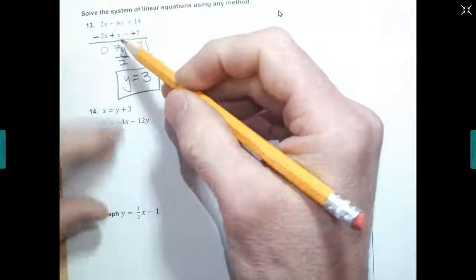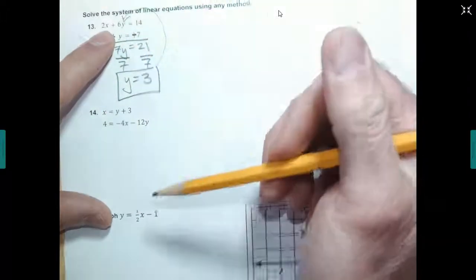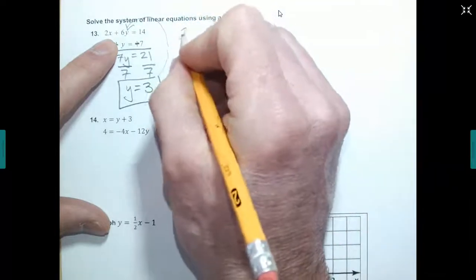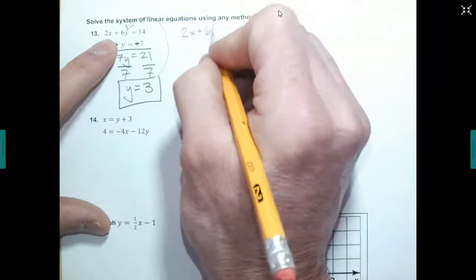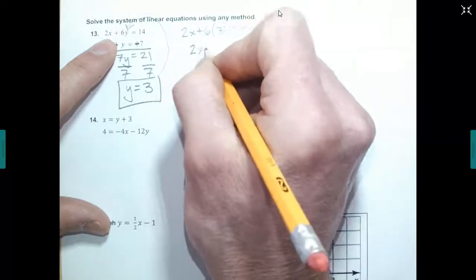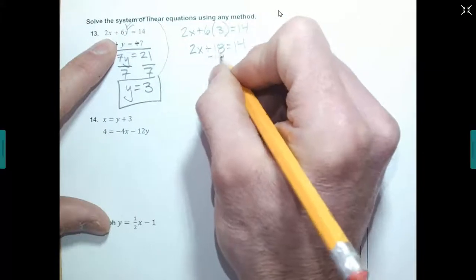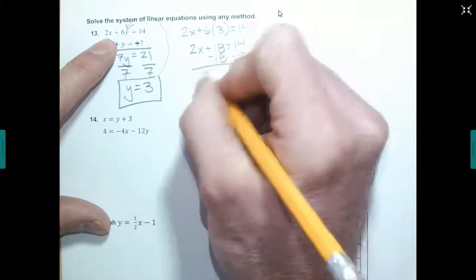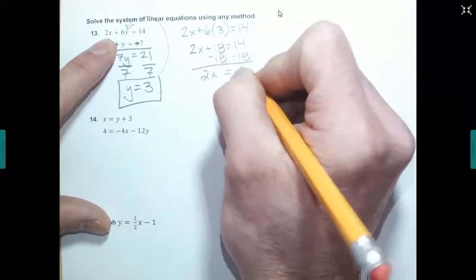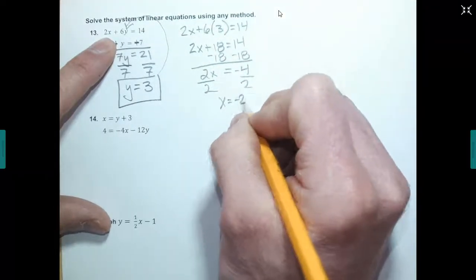Now I need to find out what my x value is, so I'm going to plug my y in for here. So I get 2x plus 6 times 3 equals 14. 2x plus 18 equals 14. Minus 18. 2x equals negative 4. Divide by 2. x equals negative 2.